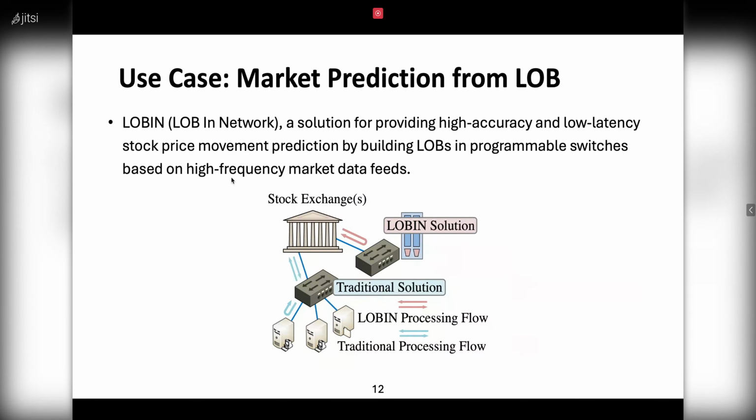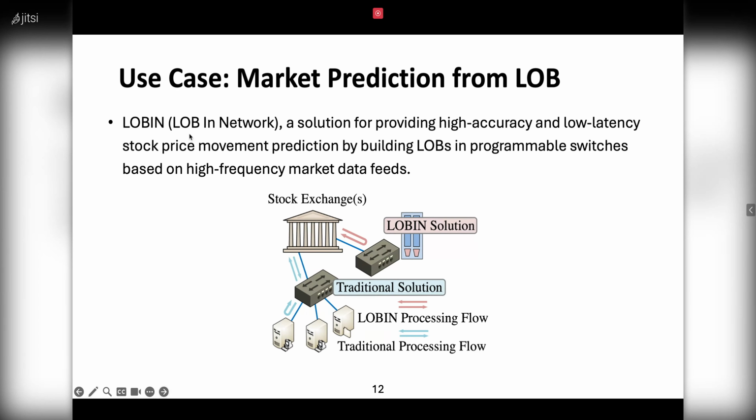So this is our first use case. We introduced LOBBING. LOBBING is LOB within the network. It's a solution for providing high frequency and high accuracy stock price movement prediction by building the limit order books within the programmable switches based on high frequency market data feeds.